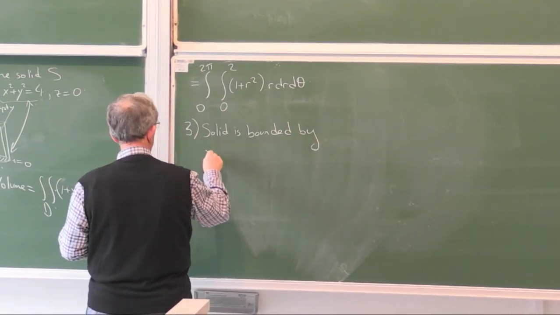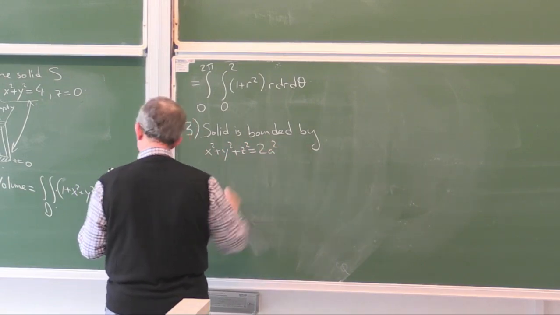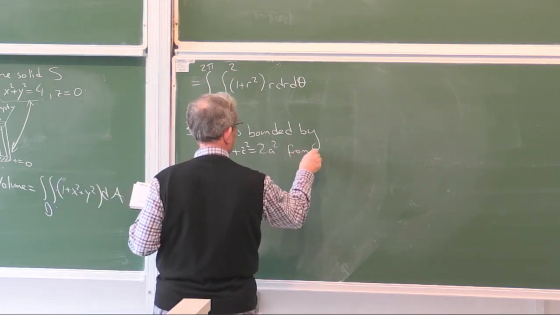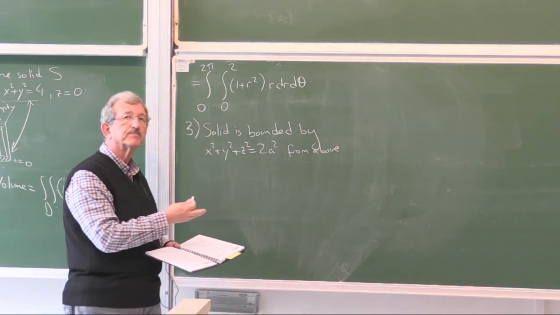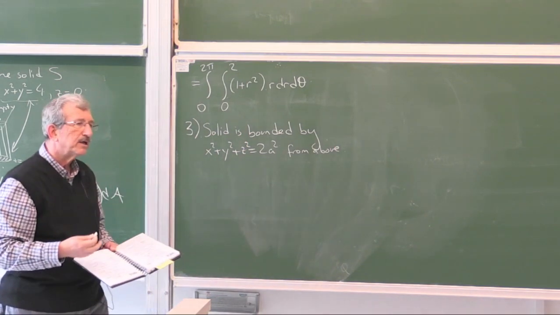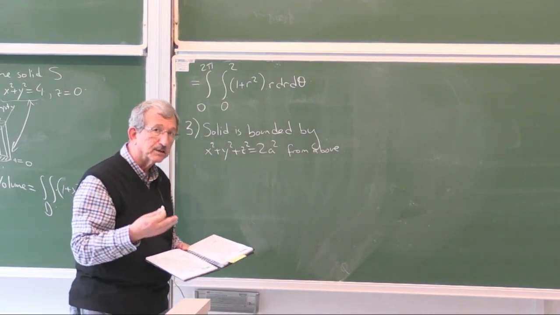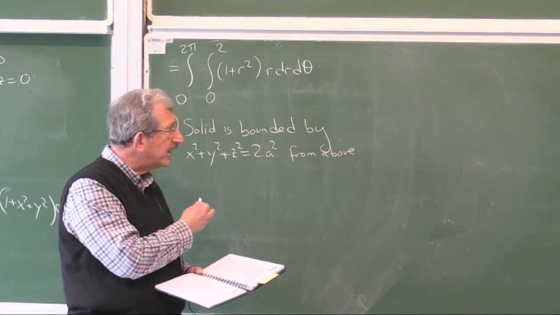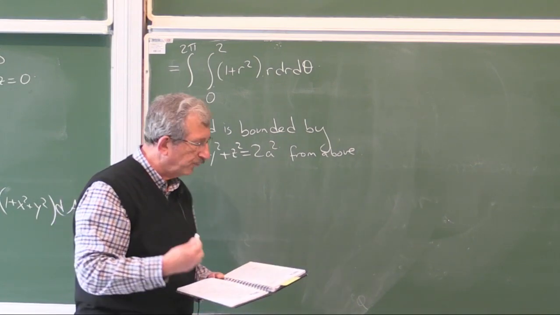It's bounded by x squared plus y squared plus z squared equals 2a squared, and from above. We have to be careful about these wordings. Namely, when it says bounded by this from above, it points out that possibly there is more than one solid bounded by the given surfaces, and this directs you to which one to take. So you have to pay attention to them.